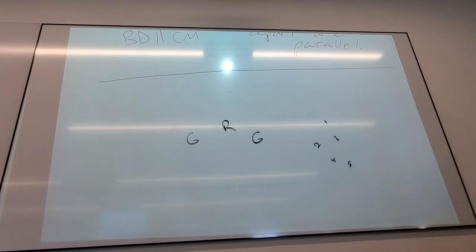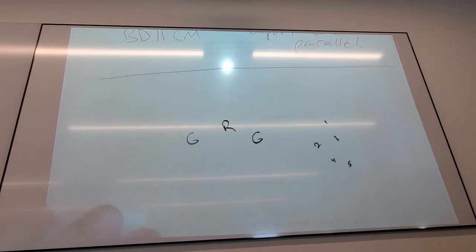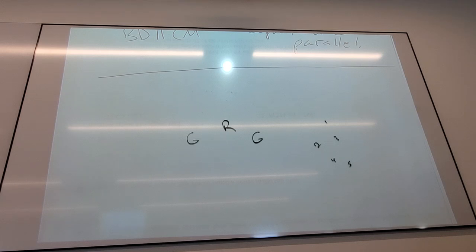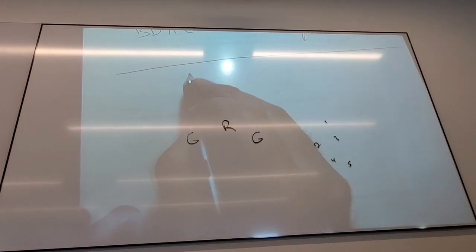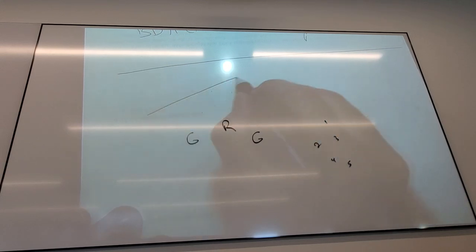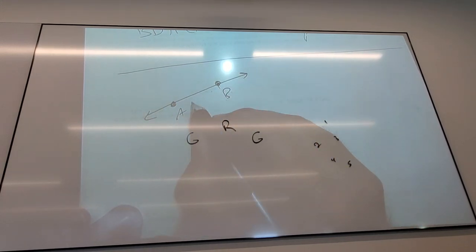If I'm given 3 points, one of them might not be collinear, which leads to a problem. Yeah, this is interesting. If I have 2 points on a line, I could talk about the distance between these 2 points.